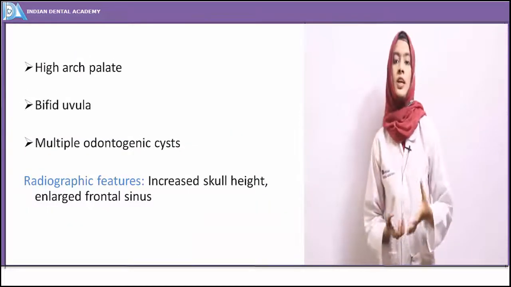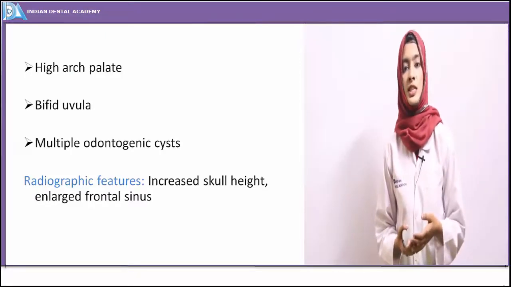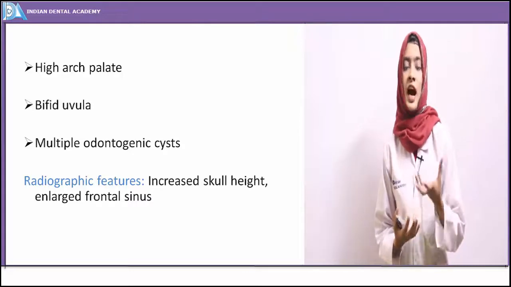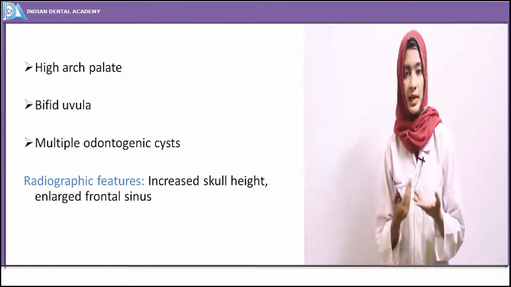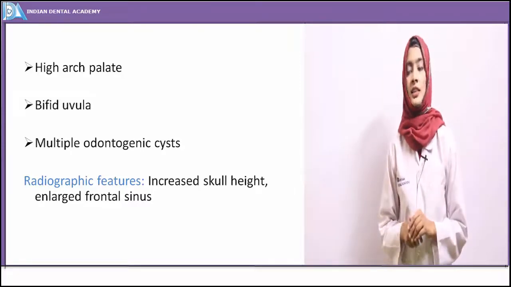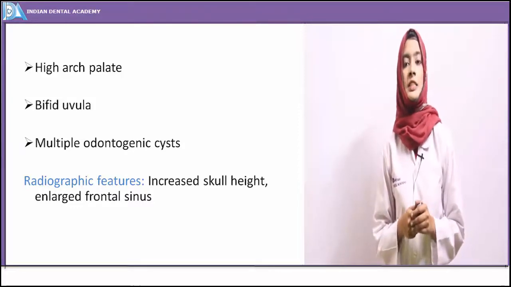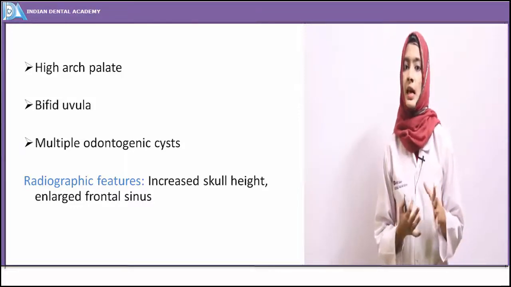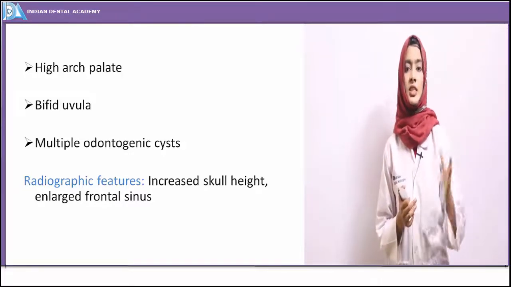And when you see the oral cavity of the individual or the children with Marfan syndrome, you see the presence of a high arch palate, and there is increase in the skull height. The patient has a relatively longer face than usual, and presence of bifid uvula and multiple odontogenic cysts of the maxilla and mandible. So these are just the clinical features.